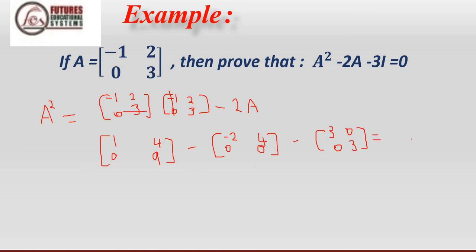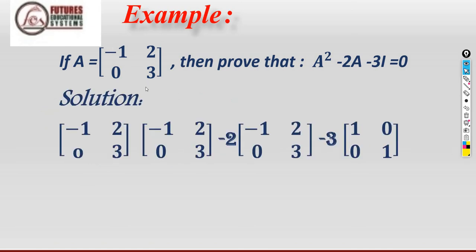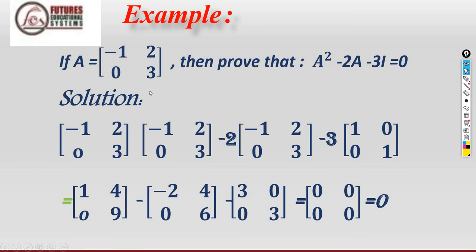If we add, the addition gives me the zero matrix. Therefore the left hand side equals the right hand side. That's the solution of this example, equal 0.